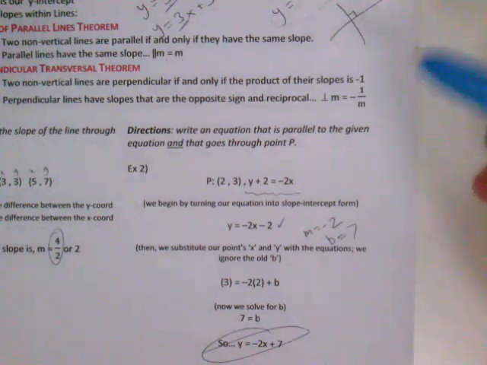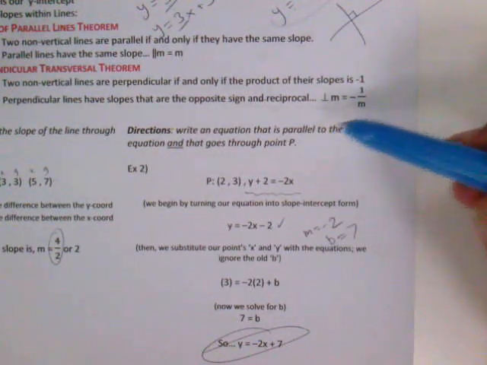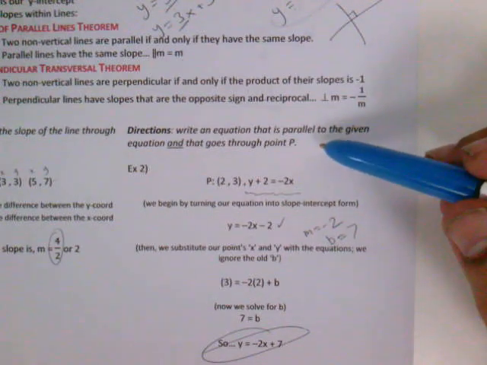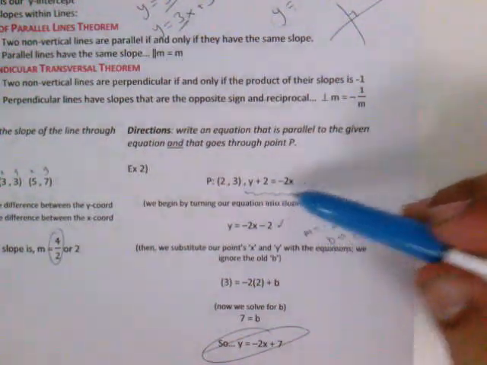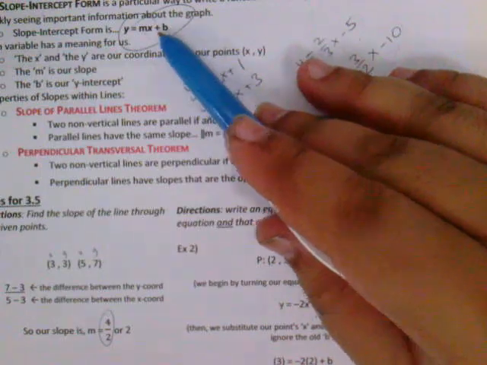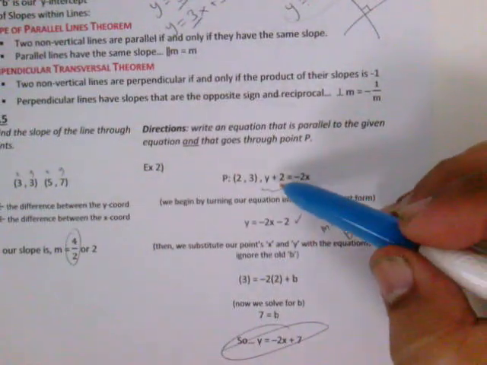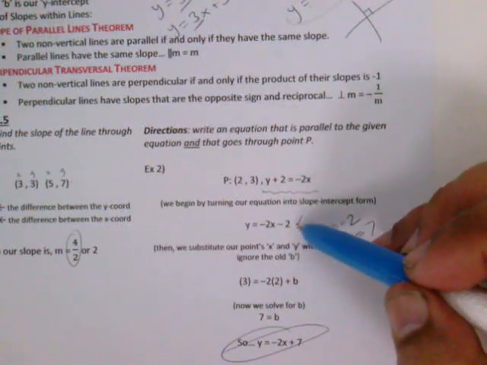Now this is a little bit more like the work that we're going to be doing today. Write an equation that is parallel to the given equation and that goes through point P. So here's an example right here. They give me an equation, and the first thing I notice is that this line is not in slope-intercept form. So I subtract 2 from both sides so that I can put it in slope-intercept form. And that's what I did right here.